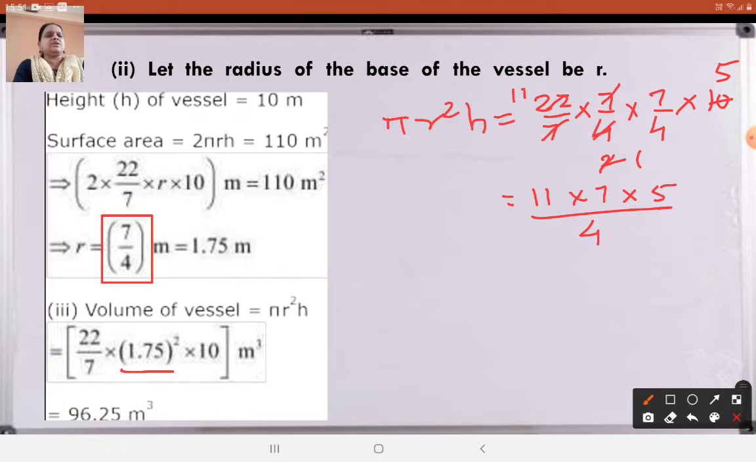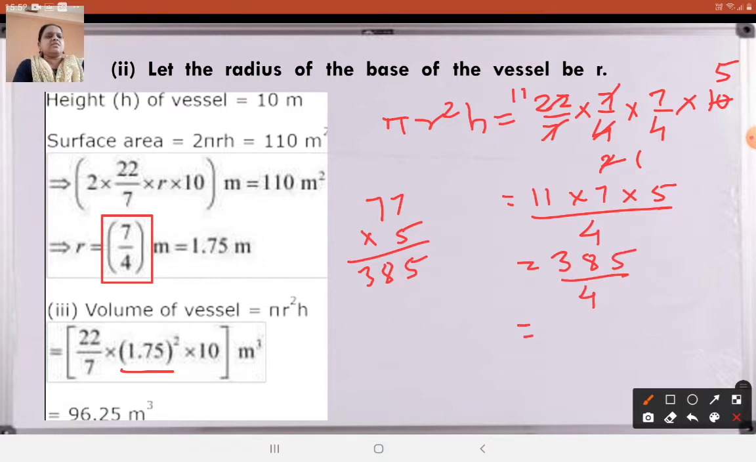Just calculate over here. 11 sevens are 77. Multiply by 5: 7 fives are 35, carry 3. 7 fives are 35 plus 3 is 38. So 385 by 4. Correct? So now divide it.